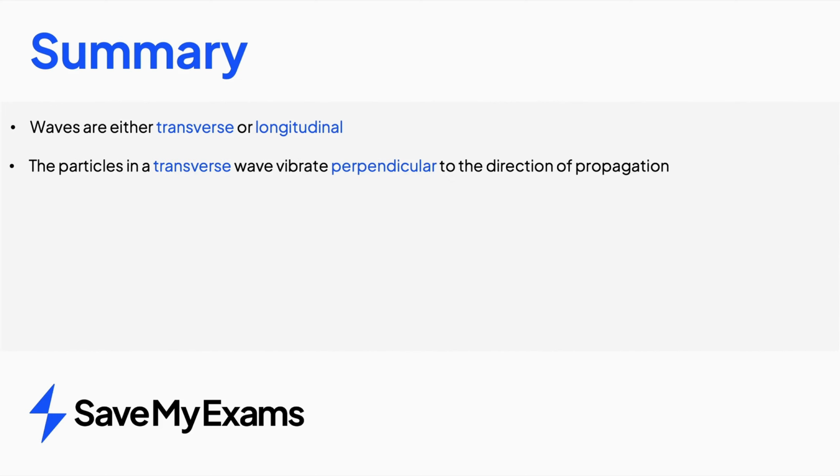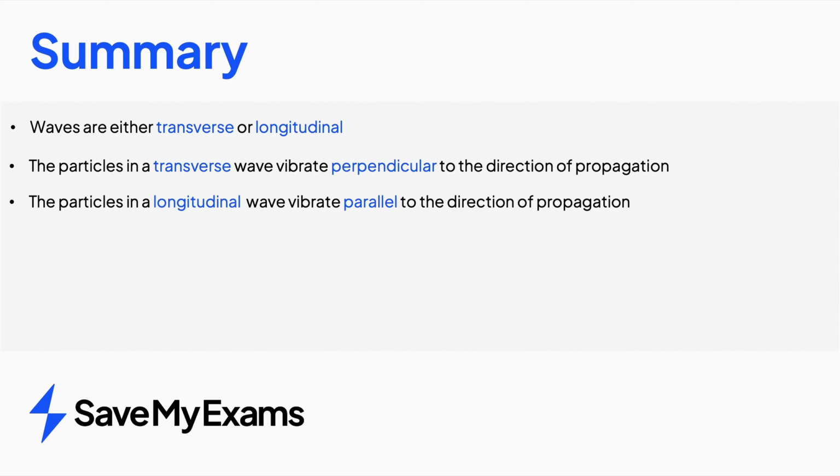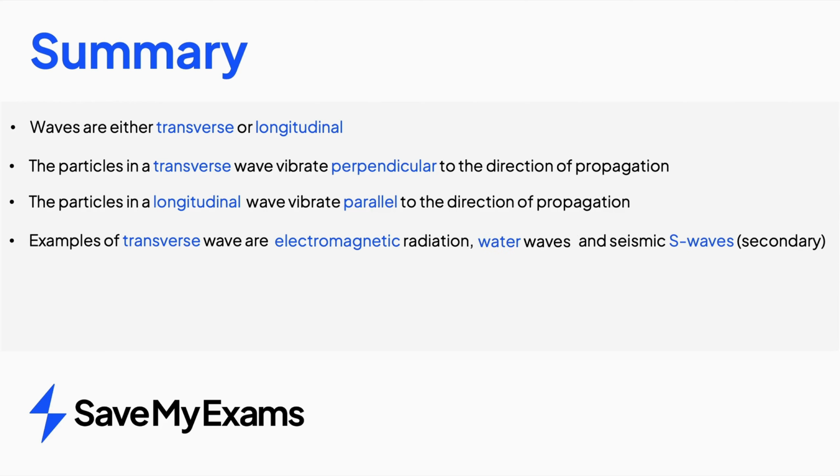In summary, waves come in 2 types, transverse and longitudinal. Particles in a transverse wave vibrate perpendicular to the direction of propagation, whilst particles in a longitudinal wave vibrate parallel to the direction of propagation. Examples of transverse waves include electromagnetic radiation, which is all the waves in the electromagnetic spectrum, water waves, and seismic S waves, also called secondary waves.